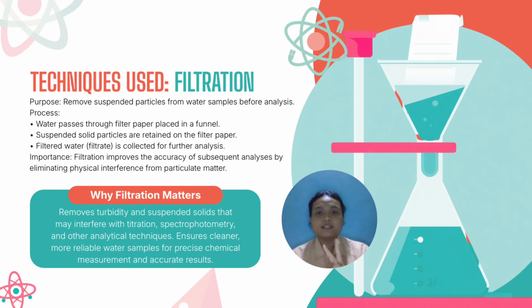The second technique used is filtration. Filtration removes suspended particles from water samples before analysis. In the filtration process, first, water passes through filter paper placed in a funnel. Secondly, the suspended solid particles are retained on the filter paper. And lastly, the filtered water is collected for further analysis. Filtration is important to improve the accuracy of subsequent analysis by eliminating physical interference from particulate matter.